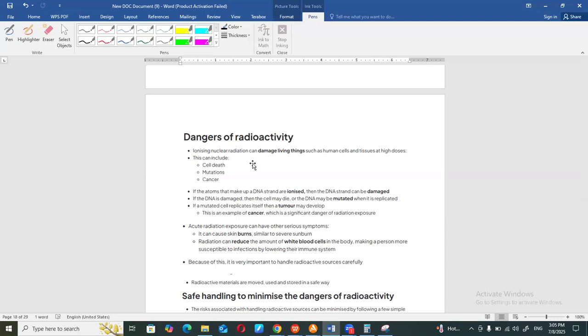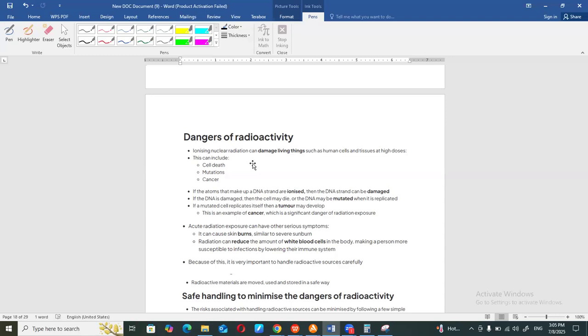And if DNA is damaged, then the cell may die, and DNA may be mutated when it is replicated. So, if a mutated cell replicates itself, then a tumor may develop. This is an example of cancer, which is a significant danger of radiation exposure. Acute radiation exposure can have other serious symptoms.